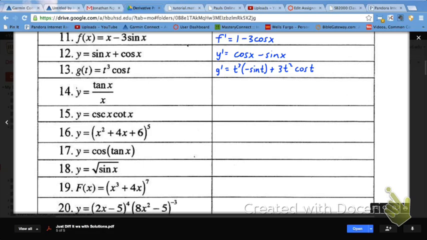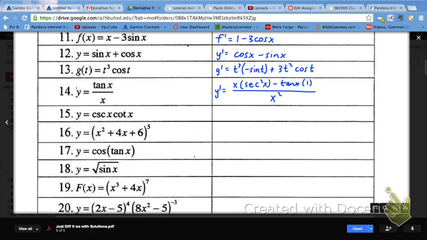14, we see a quotient, so y prime then is equal to low d high, and the derivative of the tangent of x is secant squared of x, minus high, tangent of x, multiplied by the derivative of x, which is just 1, and then we write that all over low squared, which is just over x squared.